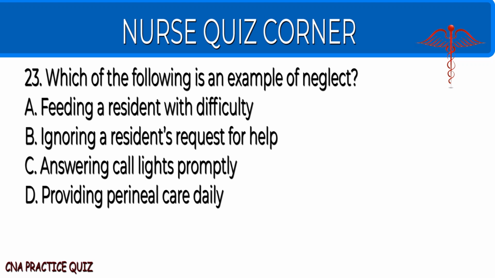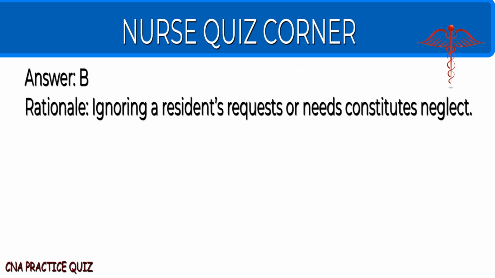23. Which of the following is an example of neglect? A. Feeding a resident with difficulty. B. Ignoring a resident's request for help. C. Answering call lights promptly. D. Providing perineal care daily. Answer B. Rationale: Ignoring a resident's requests or needs constitutes neglect.